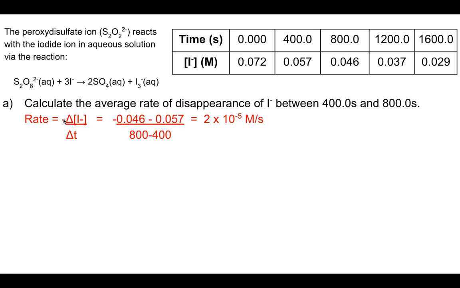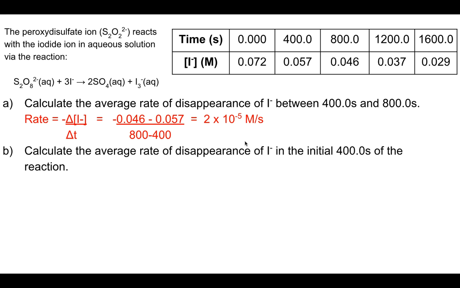So I'm just going to pull values. I'm looking between 400 and 800, so these two parts of the graph. And anytime we have a change, it's, sorry, not products minus reactants, final minus initial. So our final at 800 minus our initial at 400 for our concentrations, and then same thing with the time, 800 minus 400. So we end up with 2 times 10 to the negative fifth molar per second.